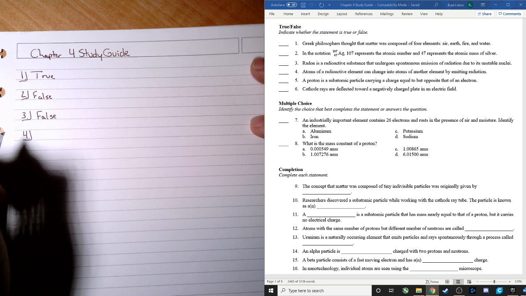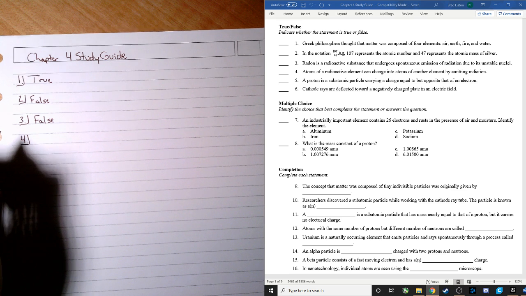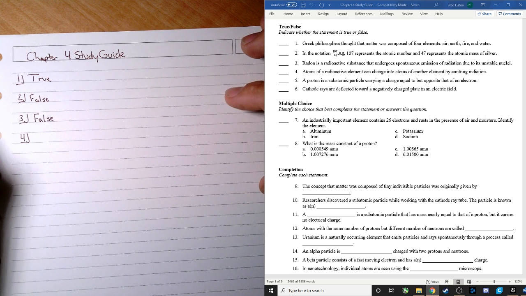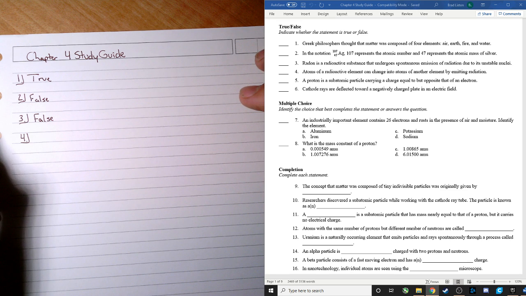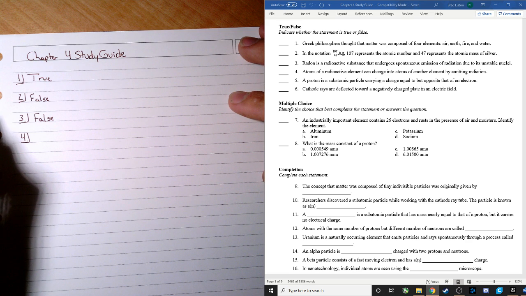So once again, as a reminder, this is currently live. This is not pre-recorded. So number 4, atoms of a radioactive element. They can change into atoms of another element by emitting radiation. That is true.